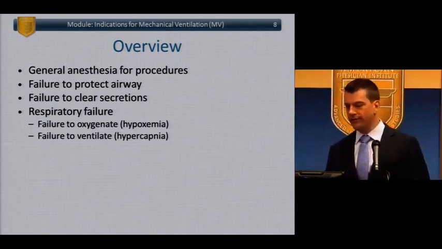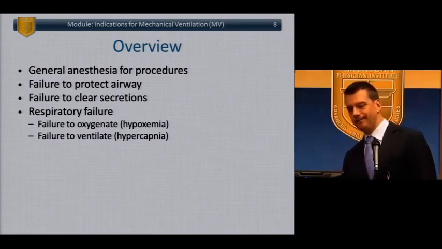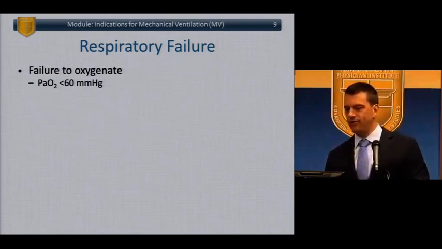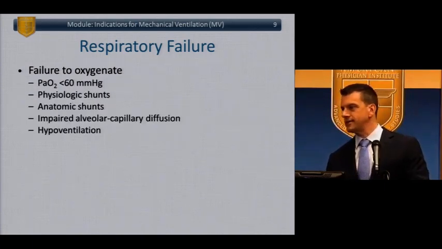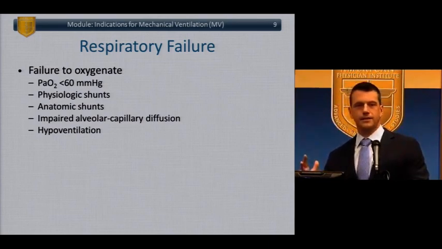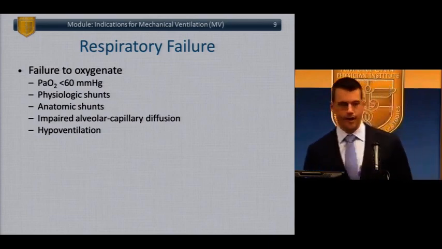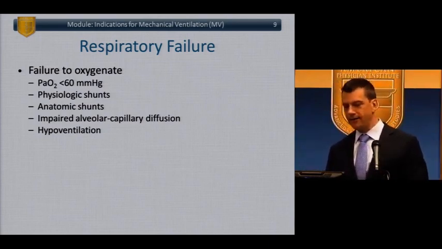And then respiratory failure, and that falls into two classes, hypoxemic respiratory failure and hypercapnic respiratory failure. That becomes important in how we set the ventilators and how we adjust the ventilators later on. Finally, hypoxic respiratory failure is a failure to oxygenate, PaO2 of less than 60. And that can be due to a lot of things, physiologic shunting or anatomic shunting. Again, physiologic usually have to do with pulmonary edema, some sort of issue in the lungs, pneumonia, something there. Anatomic shunts are usually from birth and congenital. And then impaired alveolar capillary diffusion.